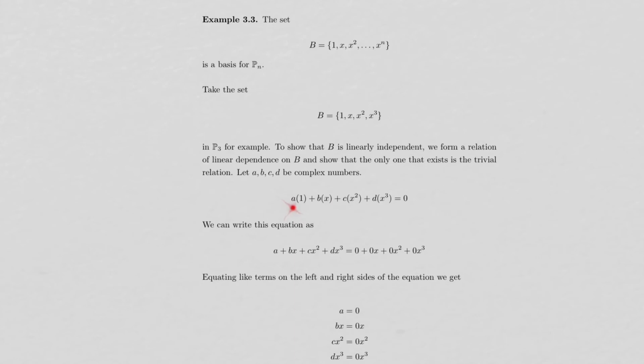Okay, so here's my relation of linear dependence. So I form a linear combination of the vectors in the set, and I've used a, b, c, d as my scalars here. So a times 1, b times x, etc. Set it equal to 0. And now I solve for a, b, c, and d and show, my goal is to show that they all have to be equal to 0. Well, I'm going to do a little rewriting of this equation. So I'm going to take the parentheses off here. I'm just going to write a times 1 is just a. Okay, so I got my polynomial on the left side. Then I'm going to write 0 like this, 0 plus 0x plus 0x squared plus 0x cubed.